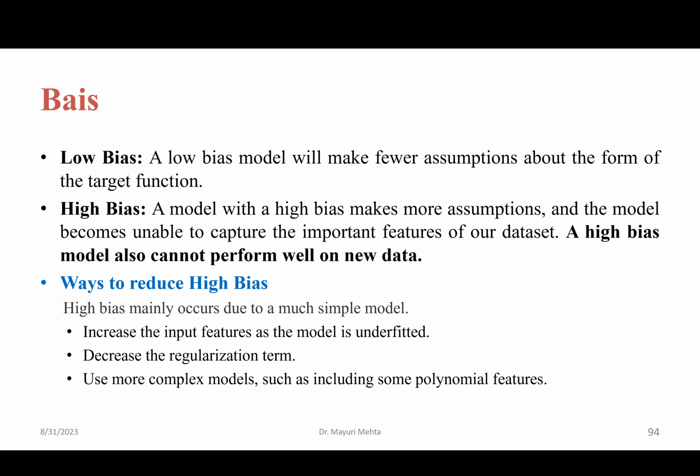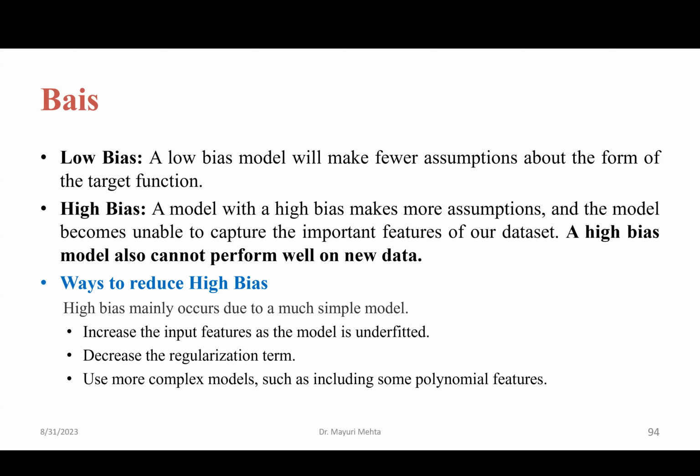We can increase the input features as the model is underfitted. So the problem of underfitting occurs when there is high bias. If you remember, we discussed these two problems, underfitting and overfitting, with machine learning models. So underfitting occurs when there is high bias. So we can increase the input features because the model is underfitted.